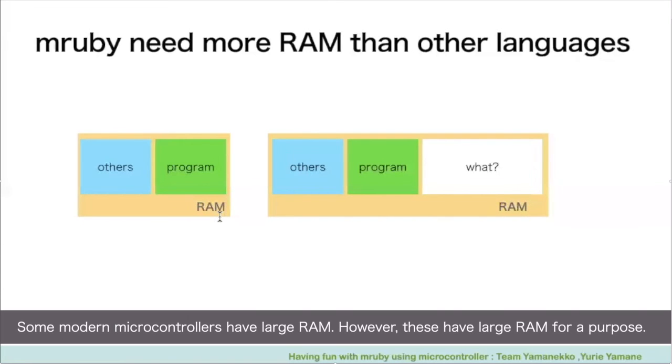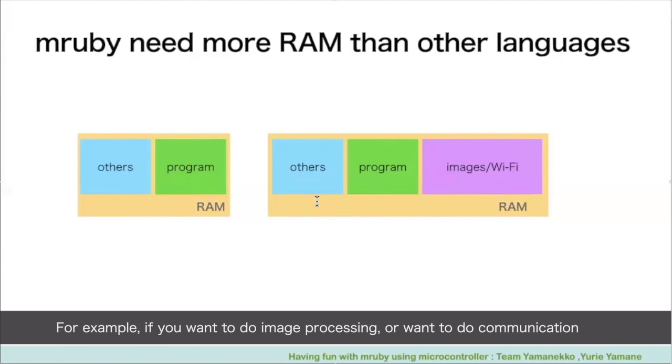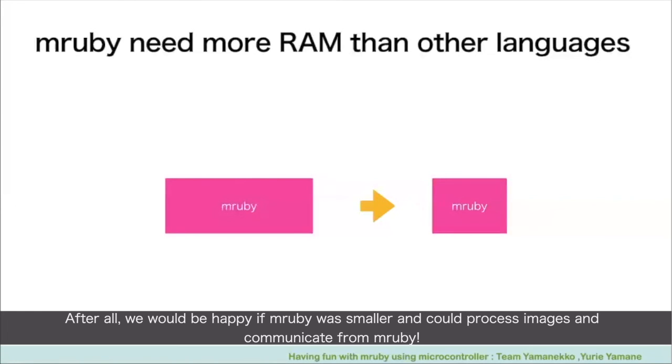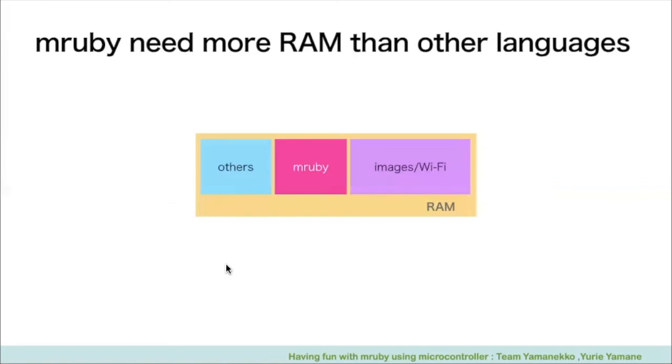Some microcontrollers have large RAM. However, these have large RAM for a purpose. For example, if you want to do image processing or communication. So if mruby uses it because of its large RAM, it will not be able to do these things. After all, we will be happy if mruby was smaller and could process images and communicate from mruby.